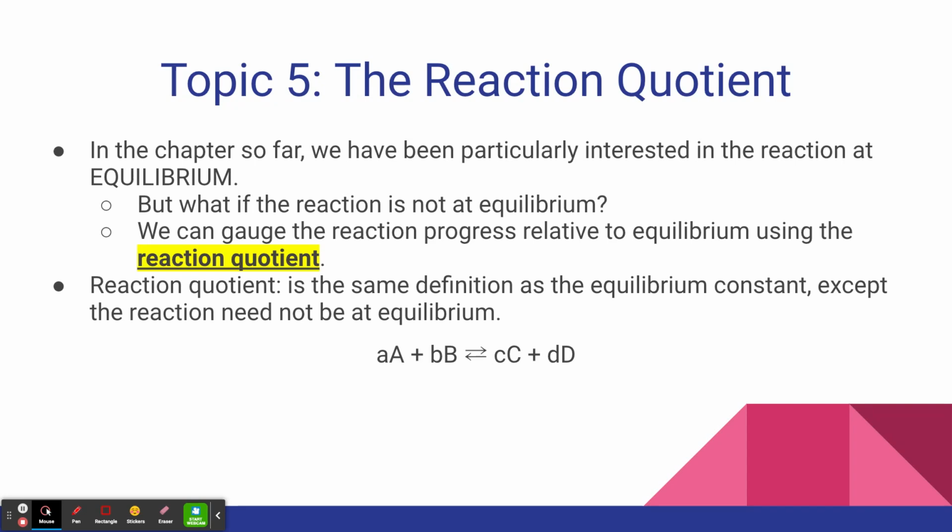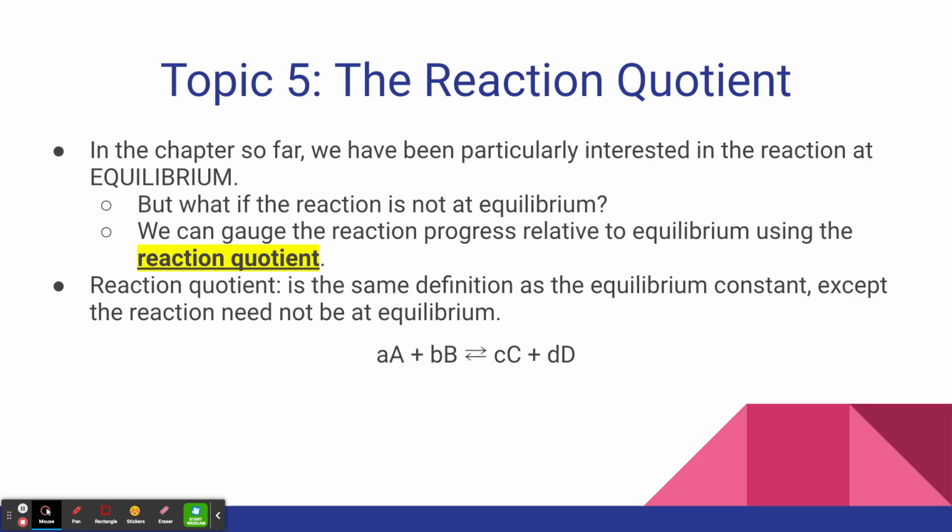So thus far in this chapter, everyone, we have discussed particularly when a reaction has reached equilibrium. But the question is, what if the reaction is not at equilibrium? So we can use this thing called the reaction quotient to gauge the progress of a chemical reaction to see where it is relative to equilibrium. With that in mind, the reaction quotient has the exact same definition as the equilibrium constant, except that the reaction does not need to be at equilibrium.